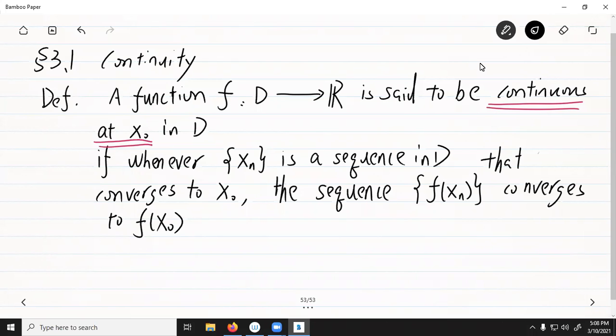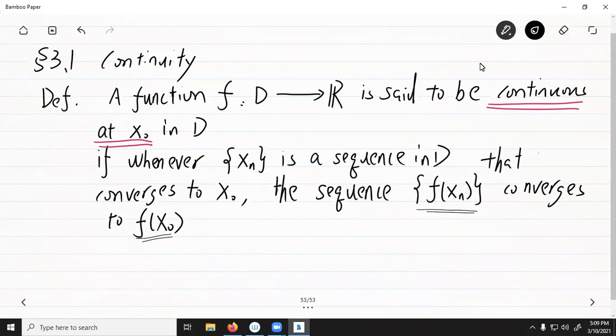at x naught. Most students should be new to this definition. You never saw this definition before. This definition is from the point of view of the convergence of a sequence, not from other views. So this is the sequence, and this is also a sequence, right? This sequence has the limit f of x naught. Then we say this one is continuous at x naught.